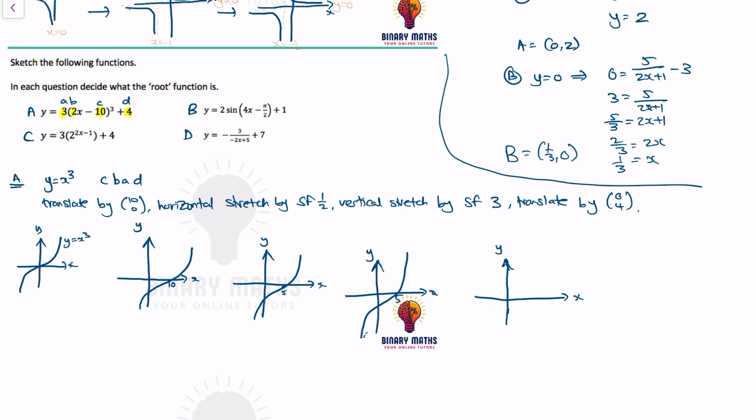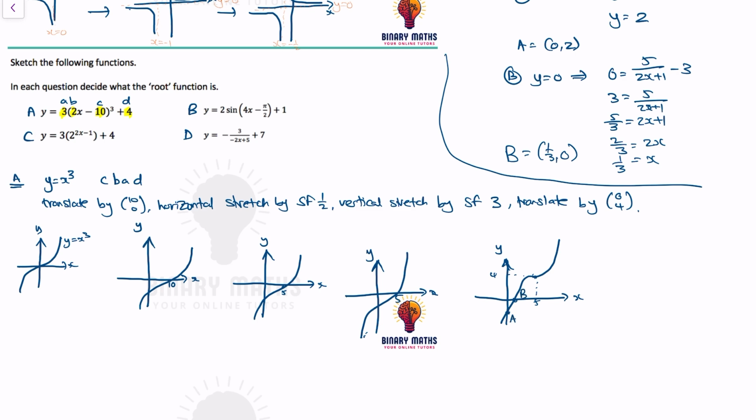If you're translating by 0, 4, you're shifting it up, so that twisting will happen at 5, 4. You're going to have that twist, and all we need to do is find the intercept. So it's going to do a twist here, and it's going to go like that and like that. So we need to find these 2 points. Let's call these points A and B.